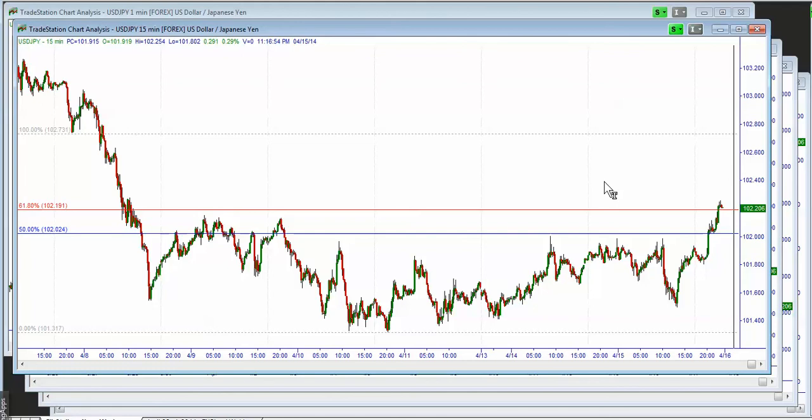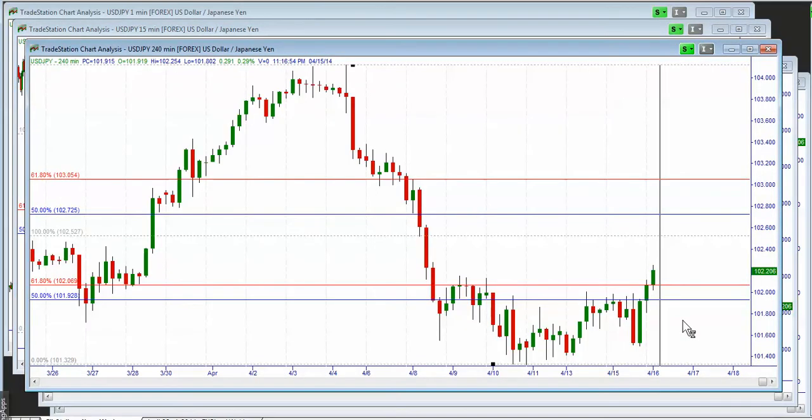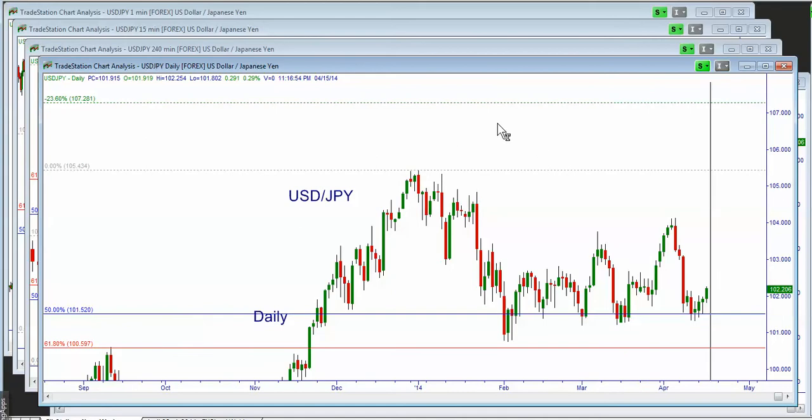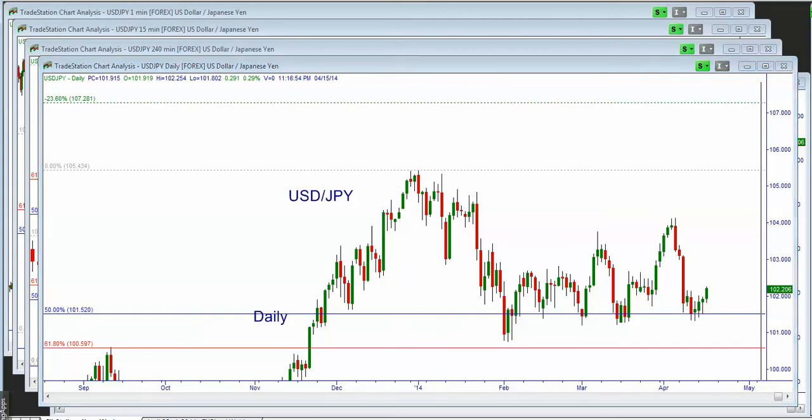So this is a long. This market is a long. That's the direction where we should be trading this market. So there's no need and no reason for shorting this market at this stage.